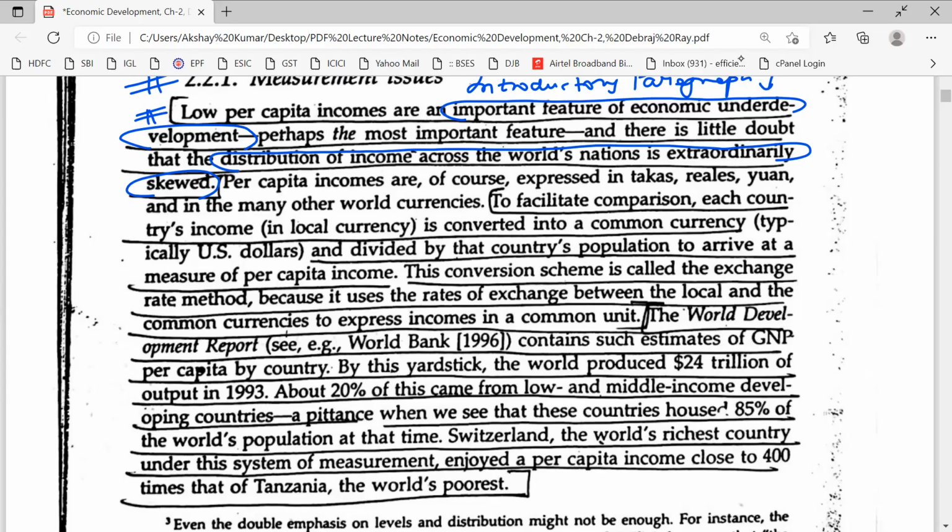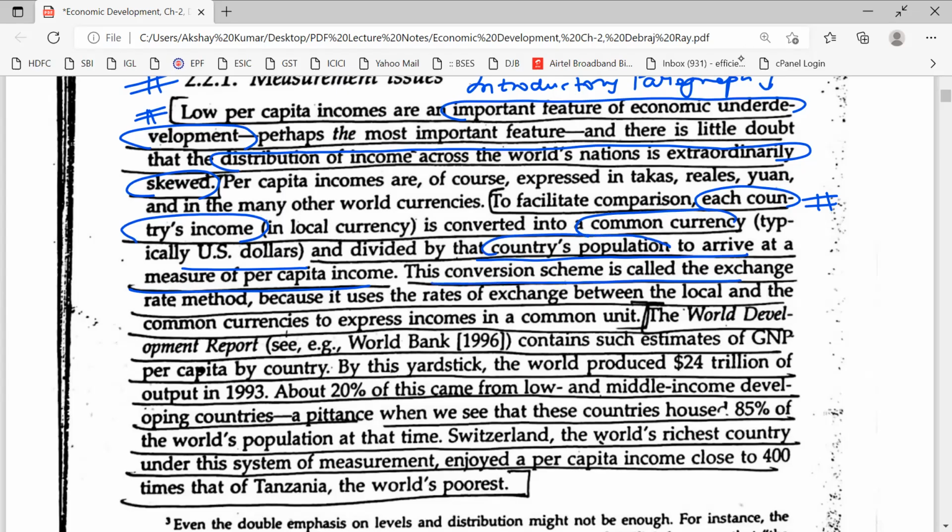And then you have a thin line of middle income nations between the richer and the poorer nations. So to facilitate comparison, each country's income is converted into a common currency. Typically, they follow the US dollar for converting every currency into US dollars, and divided by that country's population to arrive at a measure of per capita income. We know how to calculate per capita income now. Per capita income of a given country is nothing but that country's income divided by that country's population.